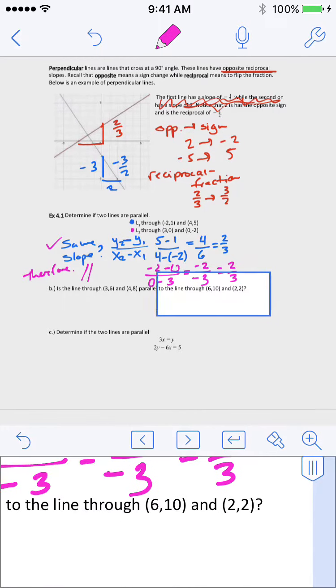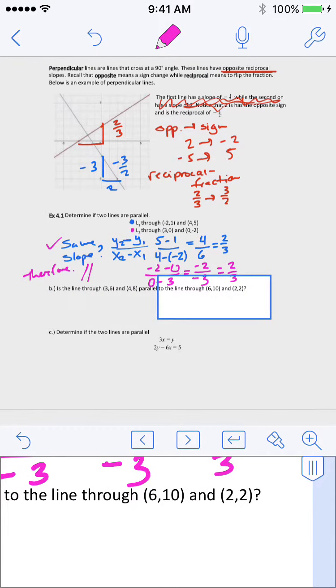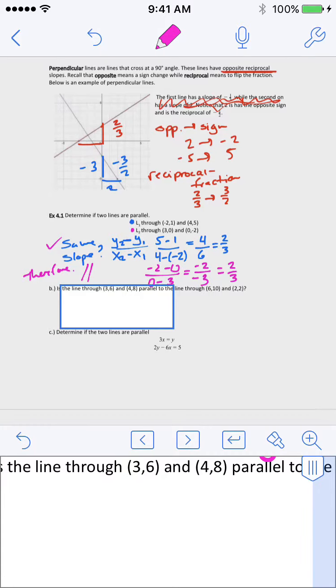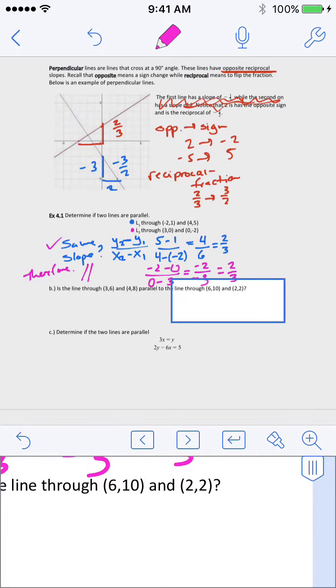Alright. Go ahead and try this one out because it is virtually the same problem and I want you guys to practice with this. So go ahead and try this one out and then we'll reconvene in a couple minutes.